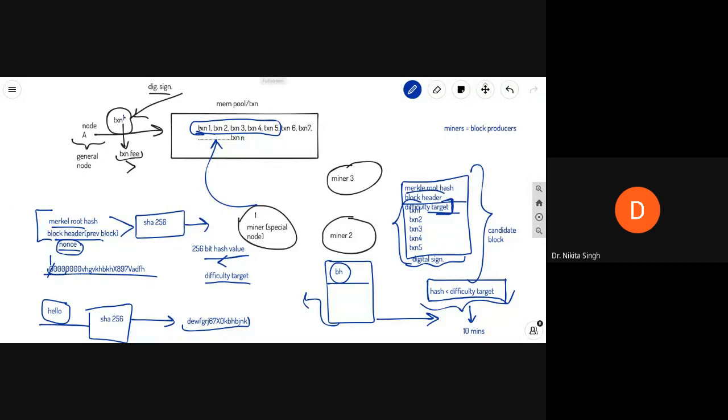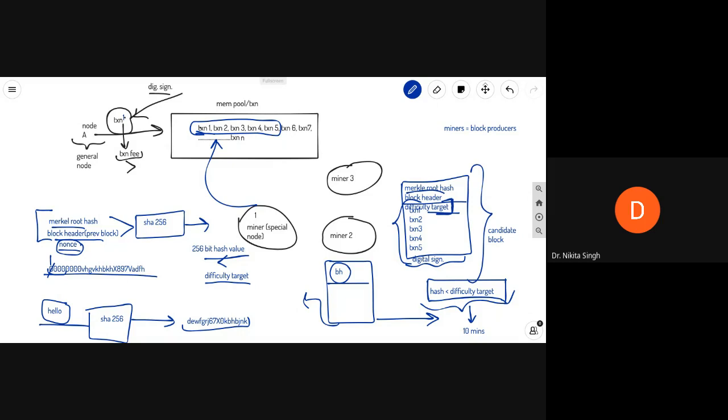To summarize, each of the miners will collect transactions from the transaction pool. They will use their computational power, whatever CPUs or GPUs or ASICs they have available, and they will try to generate a block by repeatedly passing some parameters, that is the Merkle root hash and the previous block header, through the hash function.